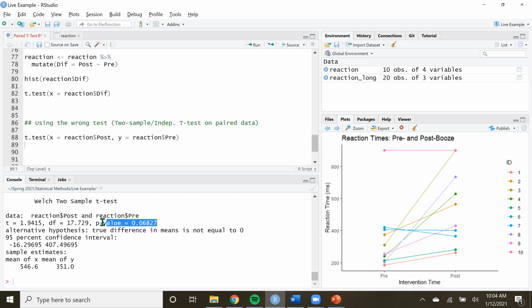Is our p-value less than 0.05 here? No, it's not, okay? So by doing this independent sample t-test, we have a different conclusion than the paired t-test gave us, right? We don't have essentially the right answer here, and we know that because our p-value is greater than 0.05. So in this case, based on this p-value, we say that there is no difference between the pre and post reaction time after drinking. Now, sometimes, who cares, right?